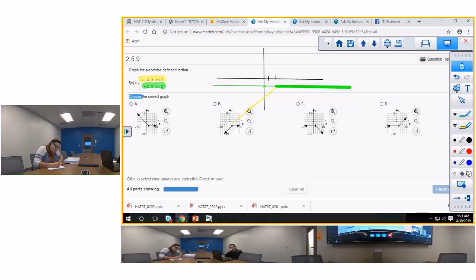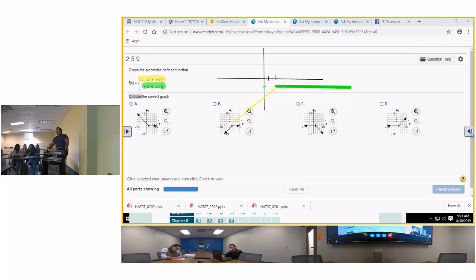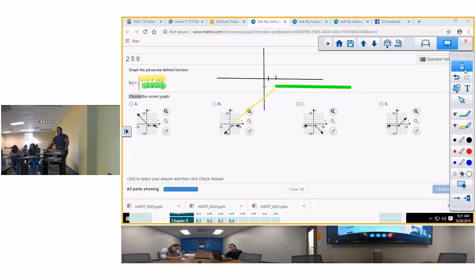And that should be it. So all you have to do now is find the graph that looks like that right there.